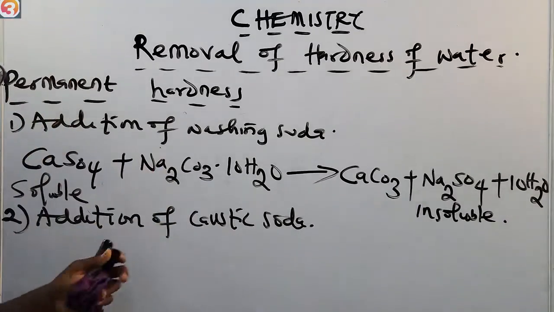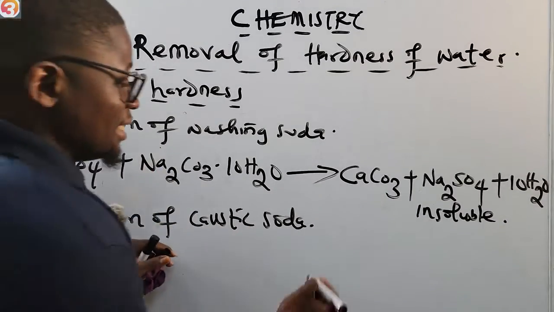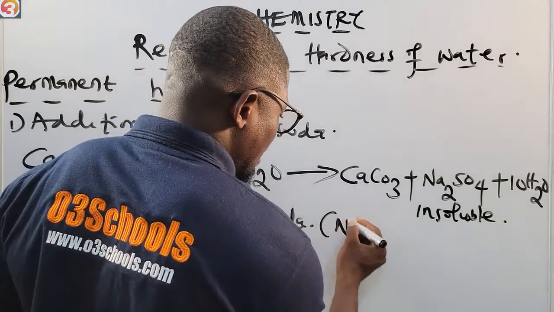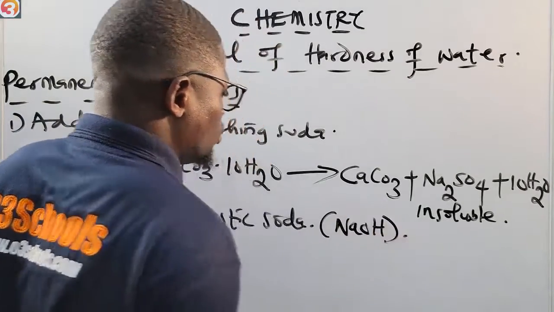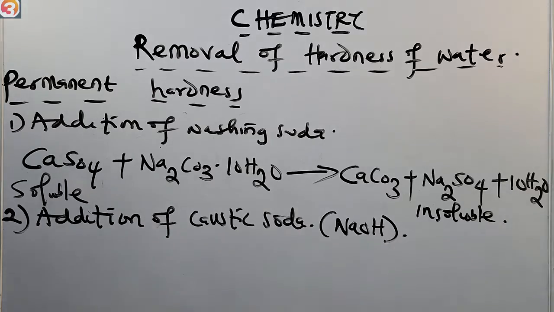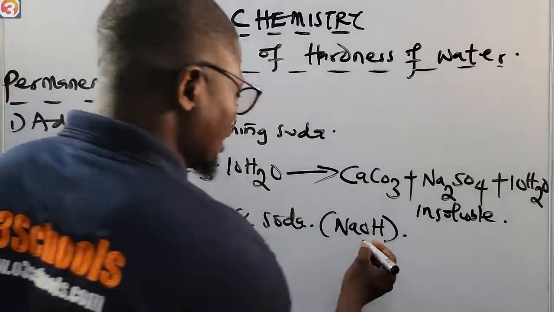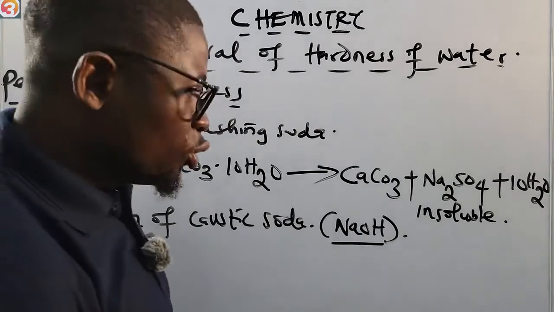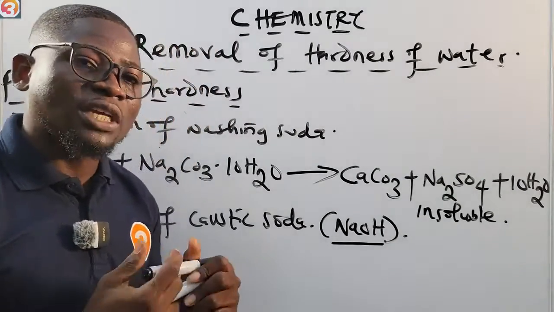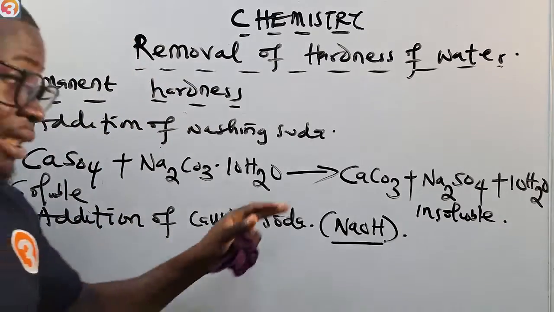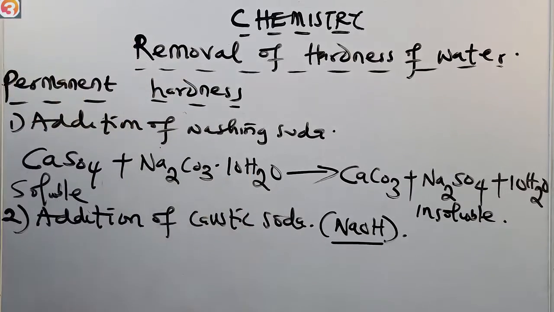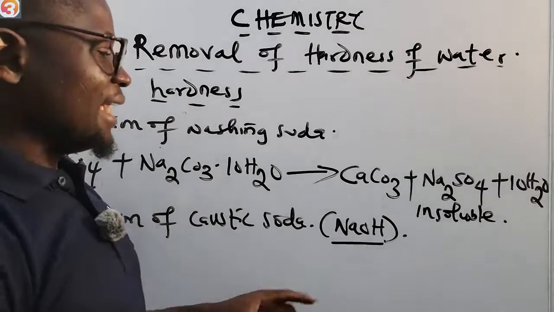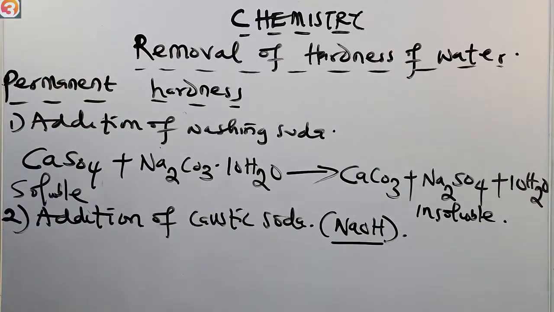Now which one is caustic soda again? Please take note of all their names. Caustic soda is sodium hydroxide, NaOH. Sodium hydroxide is caustic soda. Take note of that, it's an exam question. If you want to prove it, go to the question search feature on your OTG JAMB and search for caustic soda. You will see a question on that. So addition of caustic soda, NaOH, is a method for removing permanent hardness.